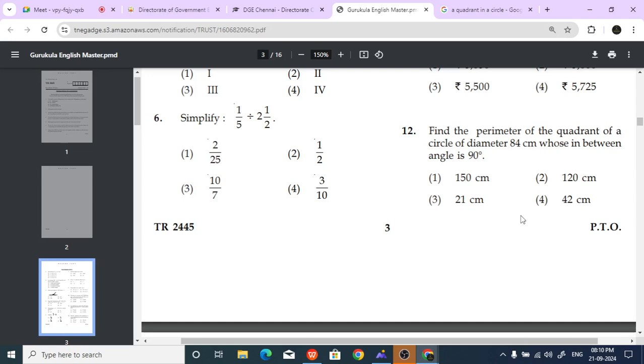How much is it coming? Sir, 150. 150 is the answer. That is the right answer.